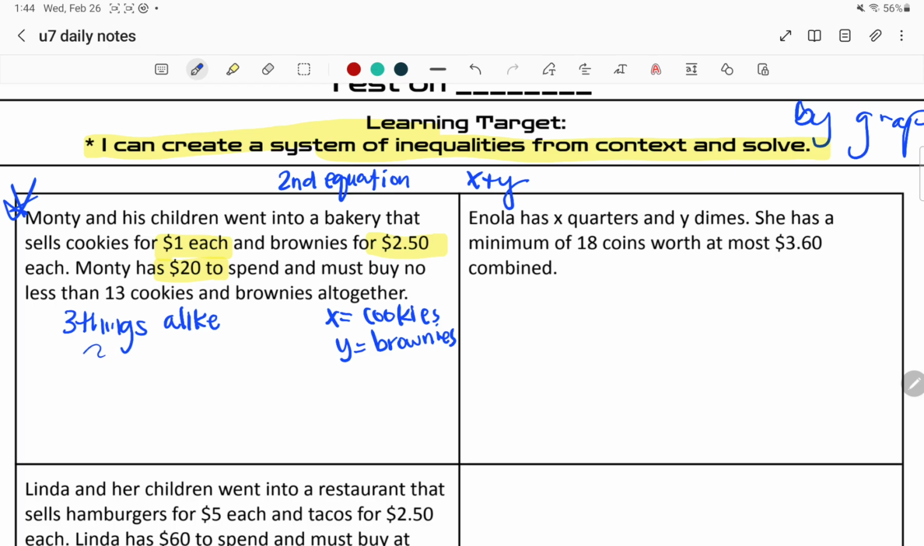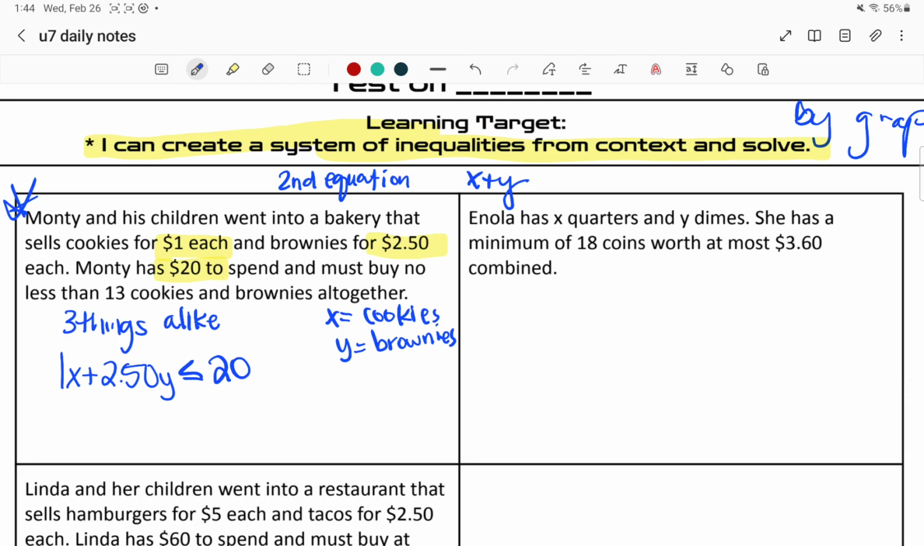So, keep things alike. Cookies are $1, so I'm going to go 1x. Plus, brownies are $2.50, so 2.50y. Monty has $20 to spend. So if I have a $20 bill in my hand, and that is all I have, think to yourself, can I buy something worth $30? Nope. So I have to stay under or equal to 20 bucks. So less than or equal to.